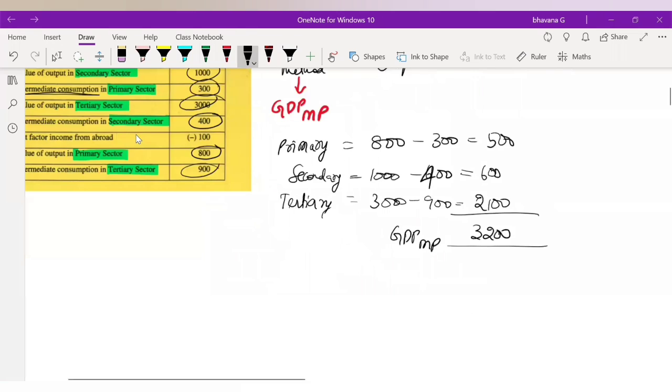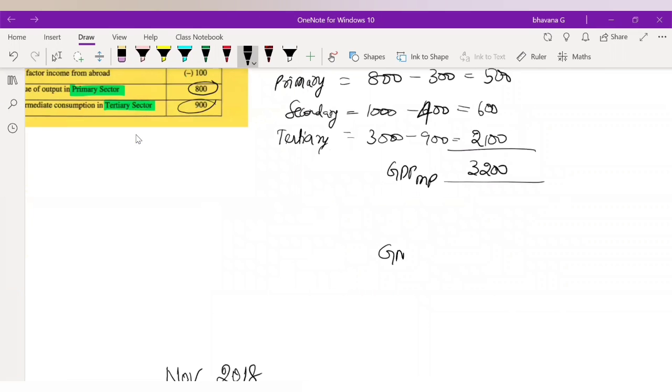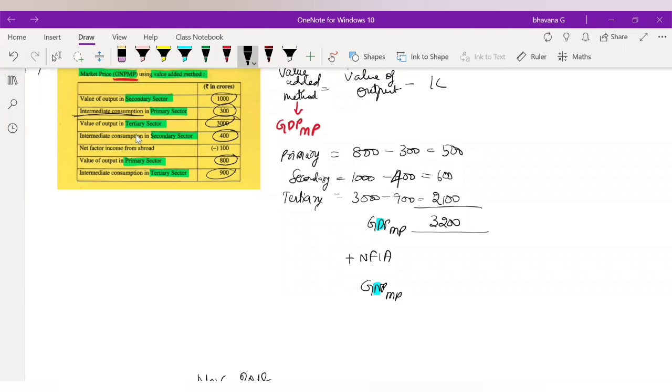What they have actually asked you in the question is GNP MP. GNP MP you have to find out. So this D which is there in the middle, you have to convert into N. That means you have to convert domestic into national. If you have to convert domestic into national, in such a case, what will you do? You will add NFIA. For converting domestic into national, you have to add NFIA.